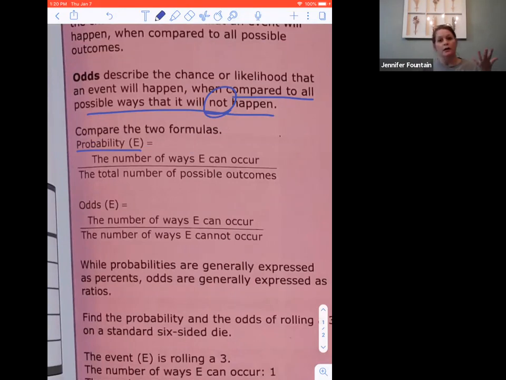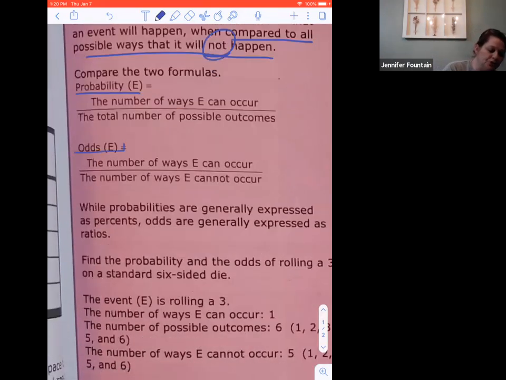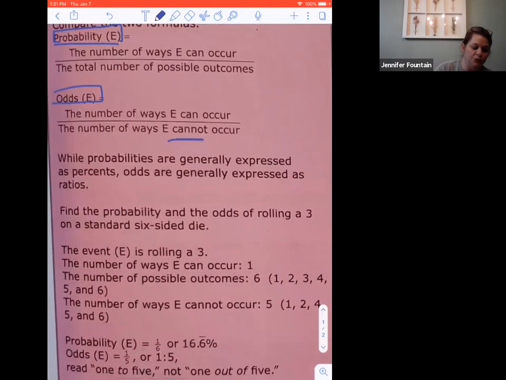So just like when we were talking about drawing a card out of a stack, we said, how many of those cards do I have out of the total number of cards? So now with odds, I'm looking at the total number of ways something can occur compared to the total number of ways that it would not occur, okay? So these are the two main differences. Here I have cannot. While probabilities are generally expressed as percents, odds are generally expressed as ratios.